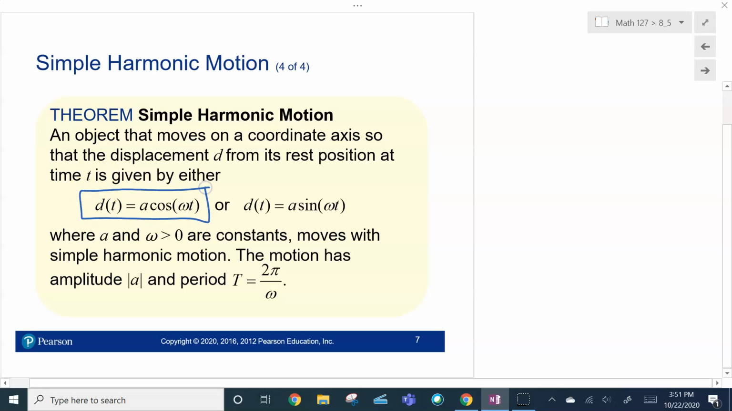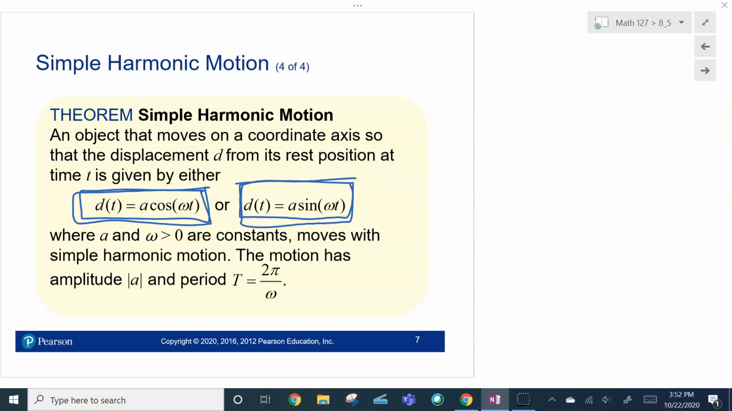And we could graph this, right? This movement, if you will, similar to that situation with the spring on the first one. So simple harmonic motion is going to follow one of these two forms, either with a cosine model or a sine model. So an object that moves on a coordinate axis, so that's displacement from its rest position at time t, is given by either of these, where A and omega are constants. The motion has amplitude, the absolute value of A here.